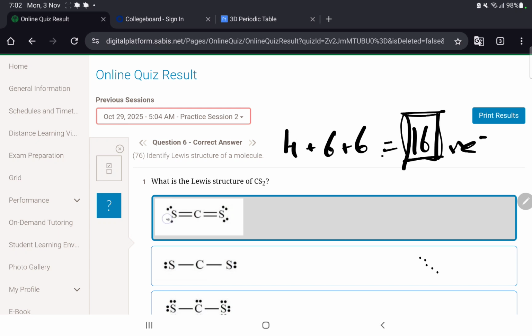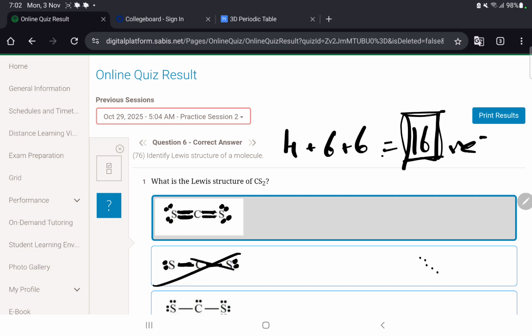So let's count. We have 1, 2, 3, 4, 5, 6, 7, 8, 9, 10, 11, 12, 13, 14, 15, 16. Okay, so each line counts as 2 electrons and each dot counts as 1 electron. So this one has 16 electrons, that's why they chose it. Here, obviously, there's a shortage. 1, 2, 3, 4, 5, 6, 7, 8.